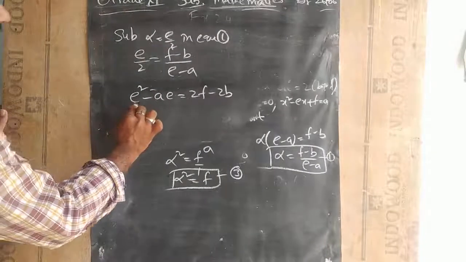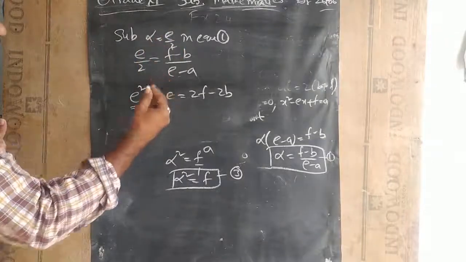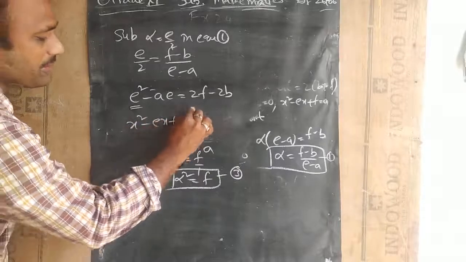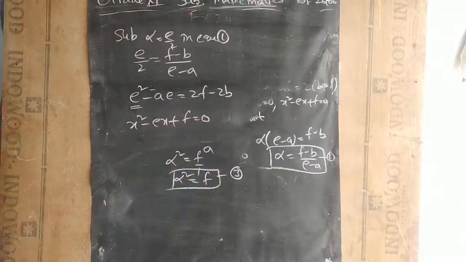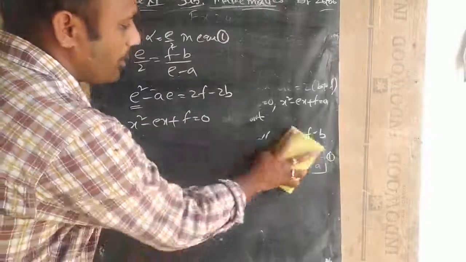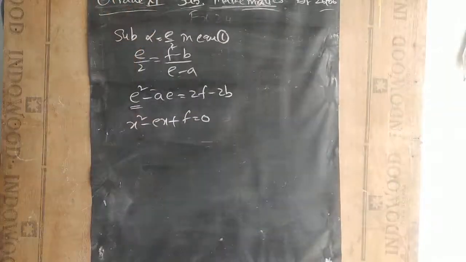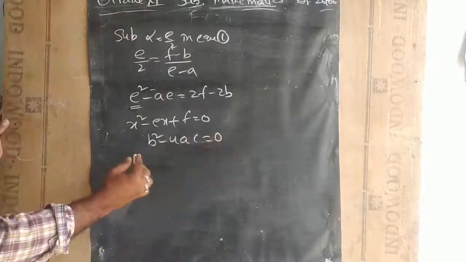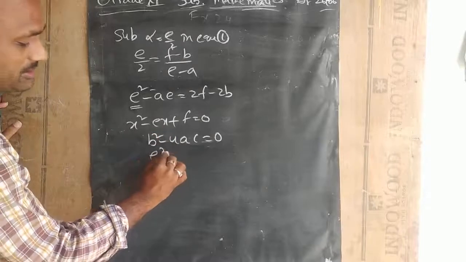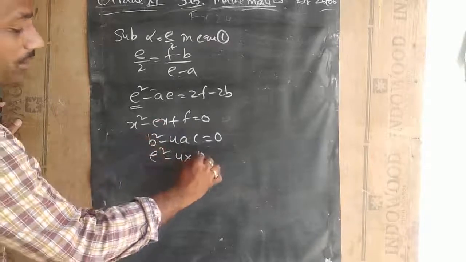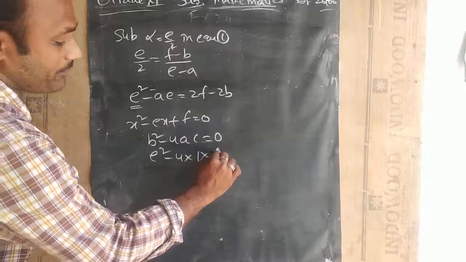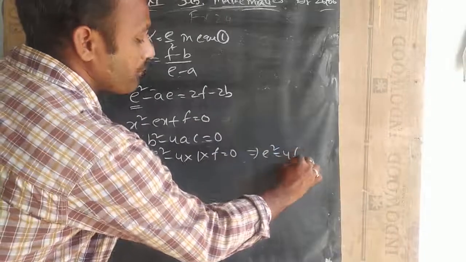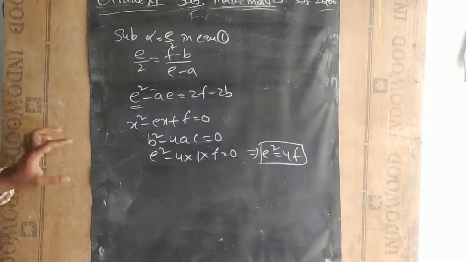Students, to get this e square value, the question is saying the roots are equal in the second equation. So we have x square minus ex plus f is equal to 0. In this, it is saying roots are equal. So if roots are equal, we can apply this condition, right? b square minus 4ac is equal to 0. Discriminant is equal to 0. So b square, that is e square, minus 4 into a value 1, c value f, is equal to 0. So that implies e square is equal to 4f. Instead of e square, we can write it as 4f.